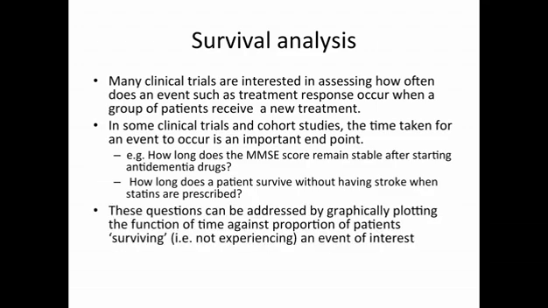These questions can be addressed by graphically plotting the function of time against the proportion of patients surviving an event of interest. When I say surviving patients, I mean these patients are not experiencing an event of interest. The event could be either a positive event such as treatment response or a negative event such as death or relapse. Such a plot is called the Kaplan-Meier survival curve.